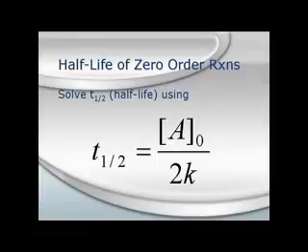The half-life of a zero order reaction is t 1/2 equal to the initial concentration of A, the representative reactant, divided by 2 times the rate constant.